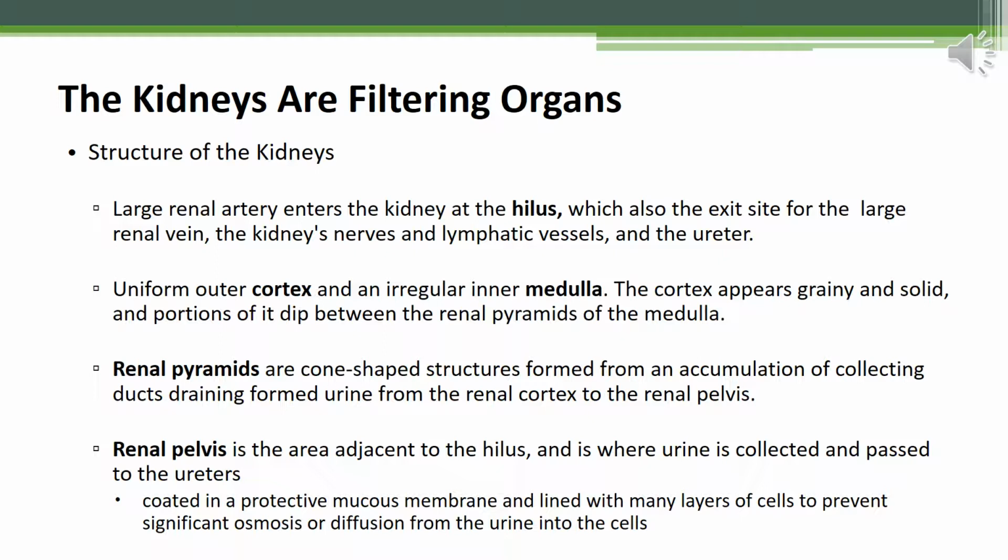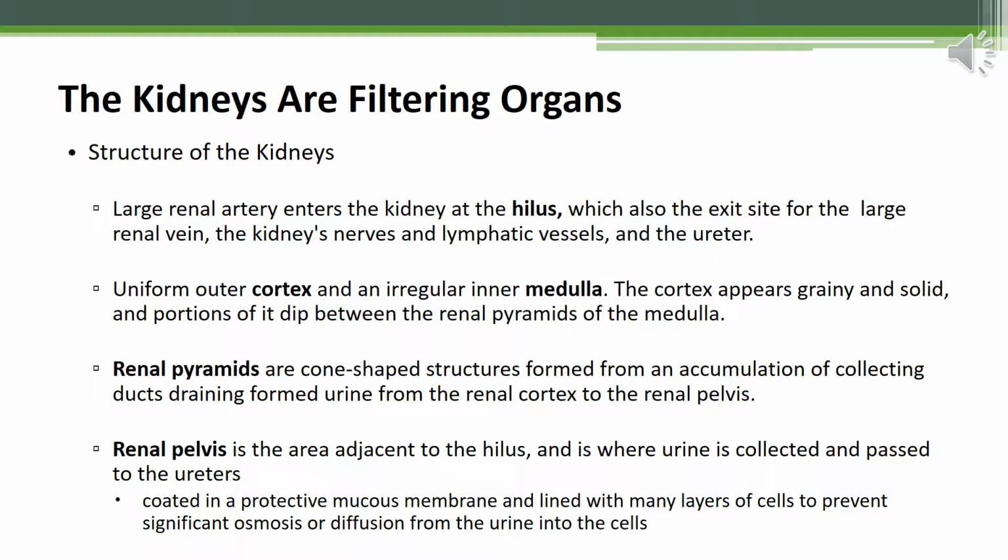Here's more about the structure of the kidneys. Each kidney has a large renal artery which enters the kidney at the hilus, and this hilus also serves as the exit site for the renal vein, and also the kidney's nerves, some lymphatic vessels, and the ureter. Within the kidney there is a uniform outer cortex and an irregular inner medulla. The cortex appears grainy and solid, and portions of it dip between the renal pyramids of the medulla. These renal pyramids are cone-shaped structures formed from an accumulation of the collecting ducts which drain the urine from the renal cortex to the renal pelvis.